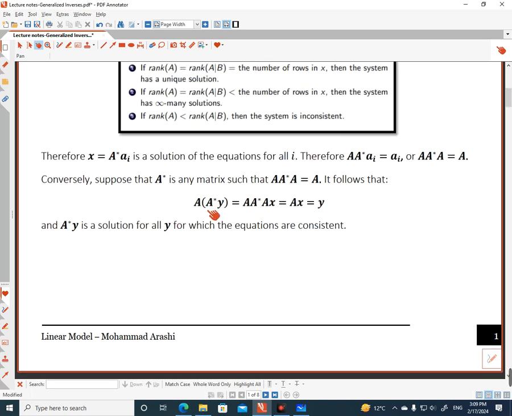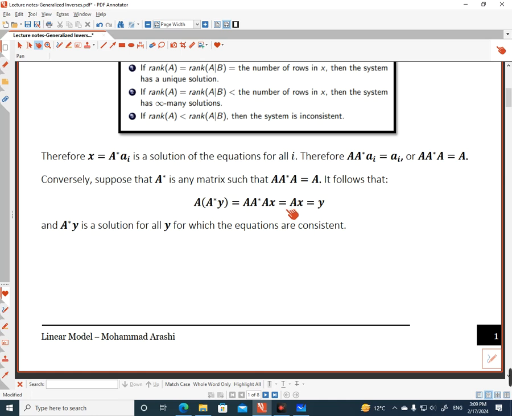So I will write A star y equal to x, and then I pre-multiply from the left-hand side by A. Remember, here I get A star A equal to A. So I have this A star A is equal to A, and this component here simplifies to Ax. But we know from the beginning that Ax is equal to y.